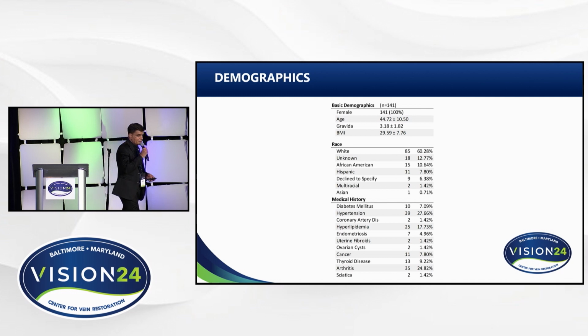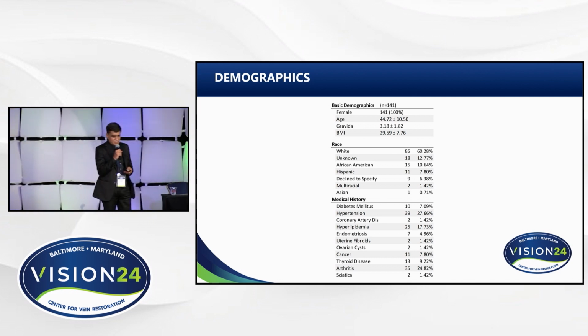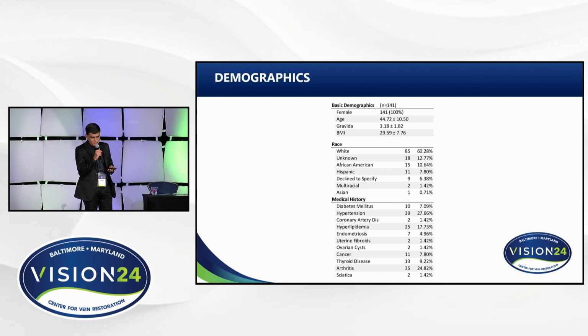So these were the demographics: basically 141 patients, average age was 44, gravida status 3.1, BMI was slightly on the obese side, about 30. 60% of them were Caucasian, about 13% did not record their race, 10% or 11% African American, and the rest of the breakdown is given. Regarding comorbidities, hypertension was seen in about 28% of these patients, 25% had arthritis, 17% had hyperlipidemia.